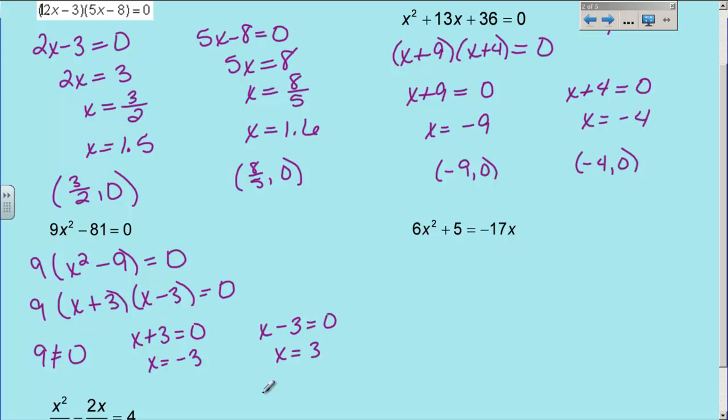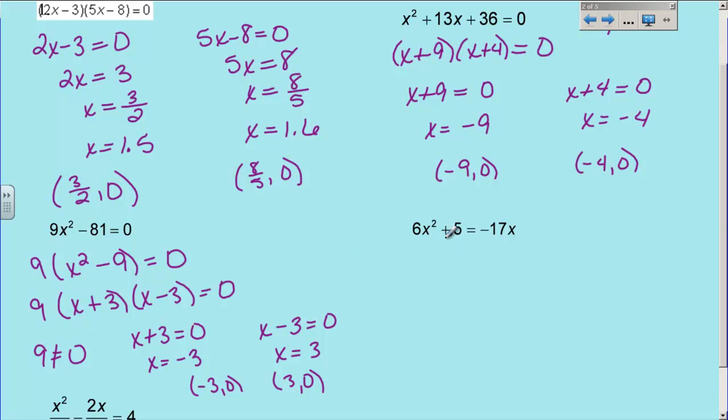So this quadratic right here, if I were to graph it, crosses the x-axis at negative 3, 0, and then again at positive 3, 0. So this one's a pretty little symmetrical thing. Your y-axis is going to be your axis of symmetry for this one because you can see negative 3 and positive 3 the same distance from 0.